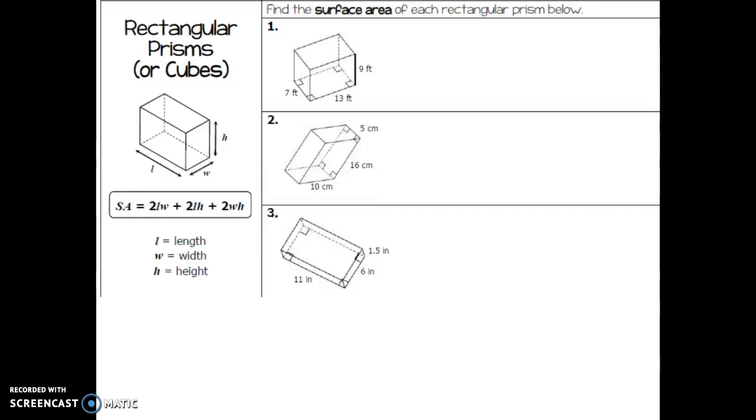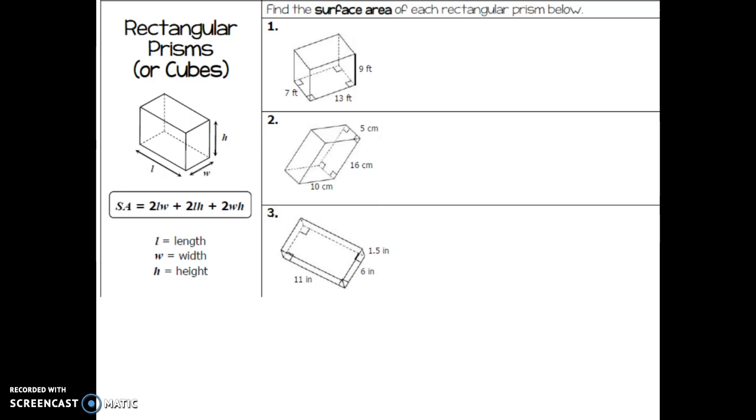Hello everyone. We will be continuing our journey with area. This time around we are going to be learning the surface area of prisms. And prisms are actually named after their bases. So for example, here we are looking at our rectangular prisms.